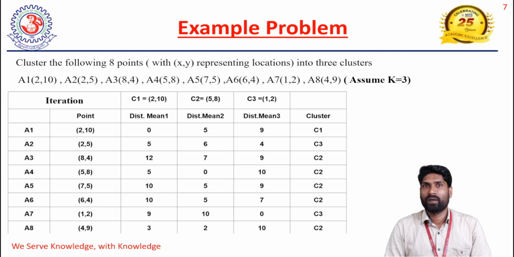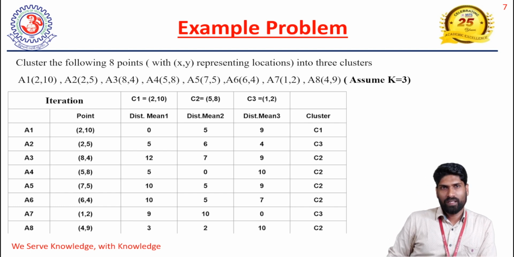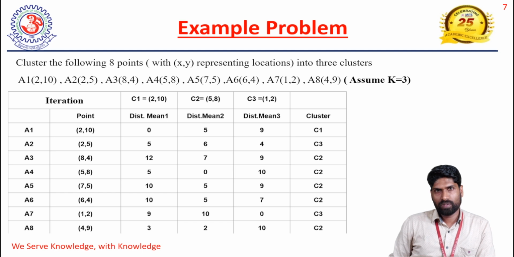Same, second row. In the second row, you can see that the values are 5, 6, and 4, and among that the least number is 4, which is coming under C3. So we are assigning the point A2 to C3. Now in the third row, in the same way we can see that the least number is 7, which is coming under C2. So we are assigning to cluster center C2, right? Very easy task. So we can proceed in the same way.